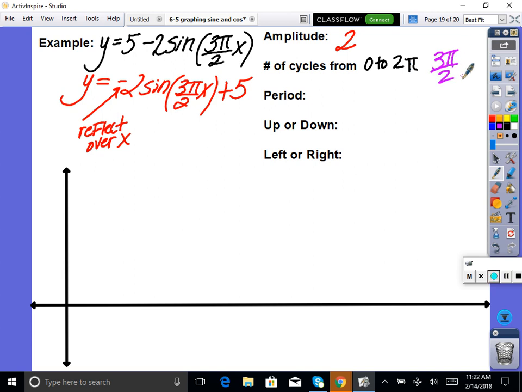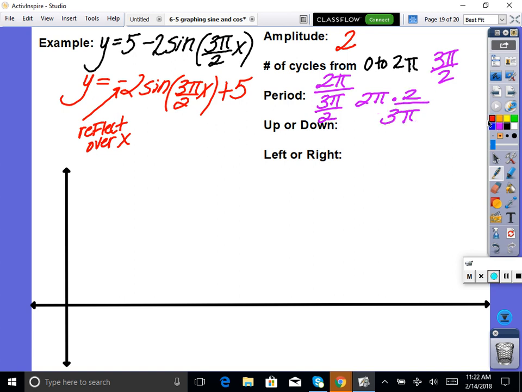So you have to think of it as distance. There's 3 pi halves amount of cycles from 0 to 2 pi. So we would just write 3 pi halves. Just go with it. Like we know that's B. Our period, let's use the formula for this one. 2 pi divided by B. B is 3 pi halves. So do your algebra right. Dividing fractions is easy as pi. We flip the second and multiply.